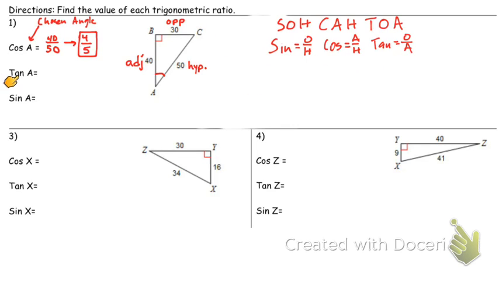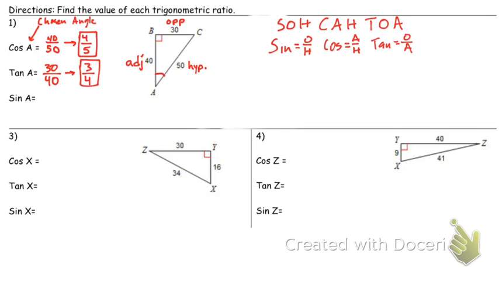Okay? So let's go ahead and do tangent using the same labeling because it's tangent of A. Again, A is still our reference. We don't have to change our labels. Tangent of A is opposite over adjacent. So my opposite is 30. My adjacent is 40. Okay, and then we reduce by 10. So that's 3 over 4. So this is the tangent of angle A.